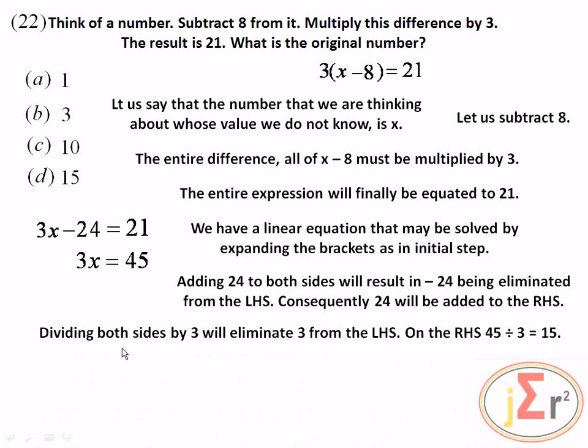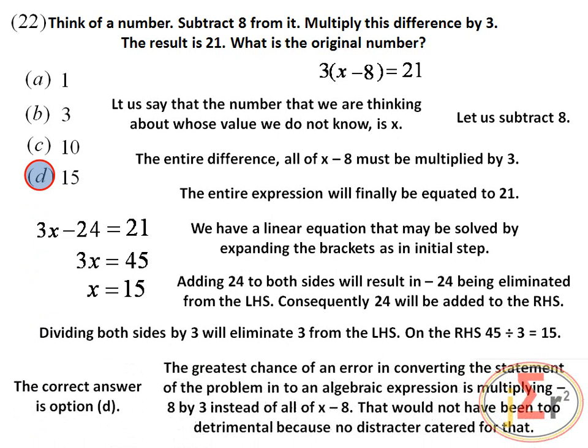Dividing both sides by 3 will eliminate 3 from the left hand side. On the right hand side, 45 divided by 3 is equal to 15. So we are eliminating this 3 by dividing by 3. We divide by 3 on that side. 45 divided by 3 is equal to 15. X is equal to 15. The correct answer is option D.